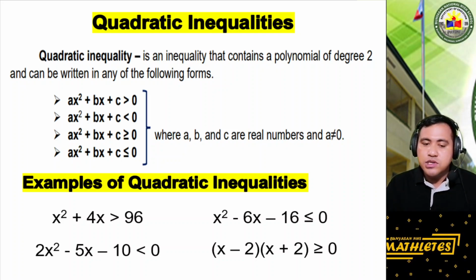Now we have examples. x squared plus 4x is greater than 96, 2x squared minus 5x minus 10 is less than 0, x squared minus 6x minus 16 is less than or equal to 0, and the quantity x minus 2 times the quantity x plus 2 is greater than or equal to 0. Those are the examples of quadratic inequalities.